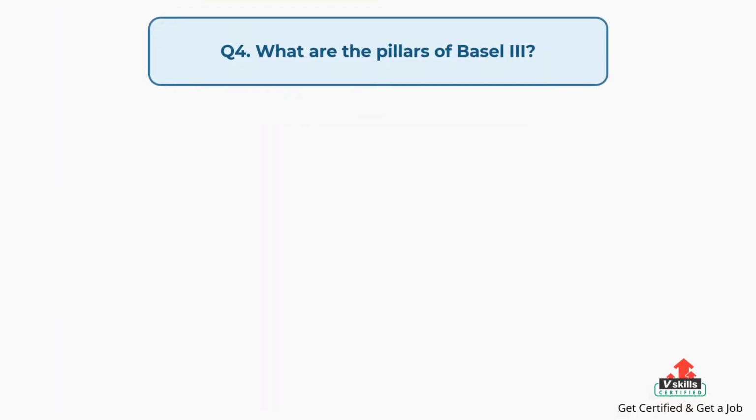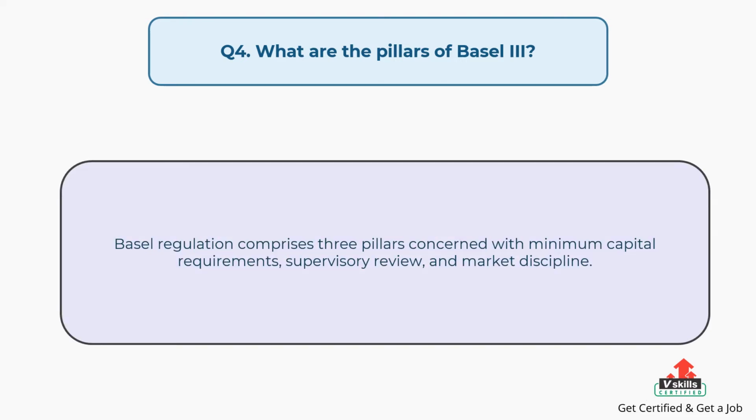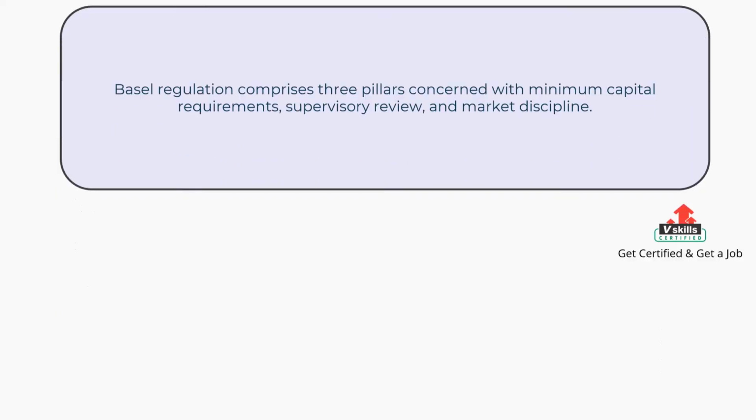Question number 4. What are the pillars of Basel III? The answer is, Basel regulation comprises 3 pillars concerned with minimum capital requirements, supervisory review, and market discipline.